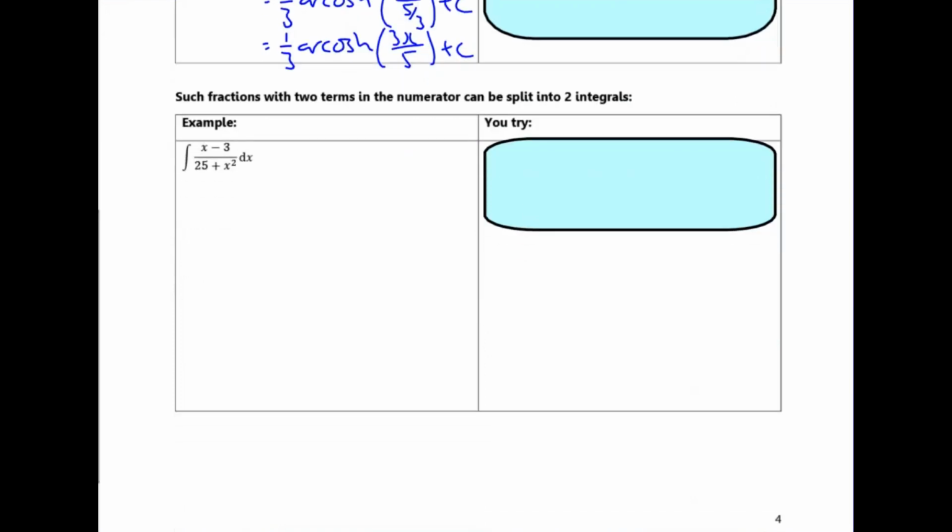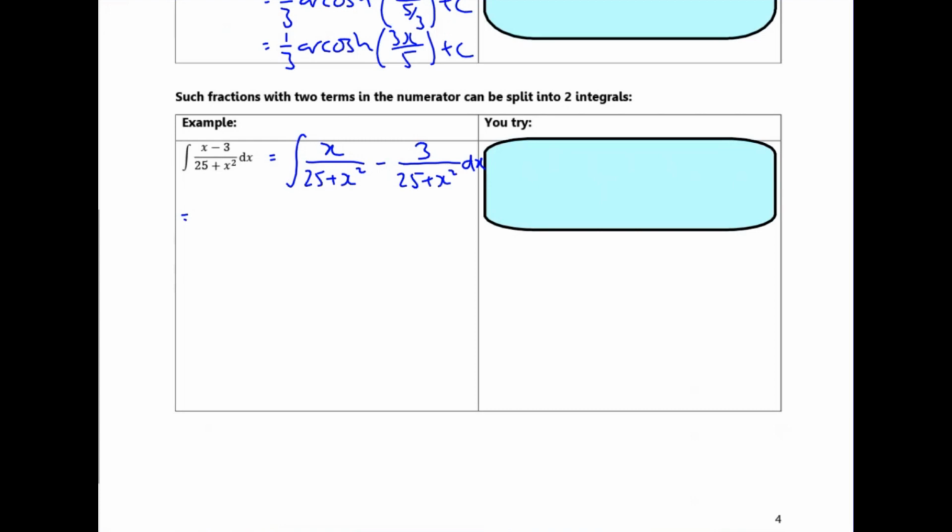All the ones that we've done so far have just said 1 on top of the fraction. If it was just any number on the top, you just times your integral through by that. That doesn't change. If you get x involved, though, you need a slightly different approach. So here, because we've got x minus 3 on the top of this fraction, I'm going to split this up into 2 integrals. So x over 25 plus x squared, and then minus 3, also over 25 plus x squared. We can then use different techniques to integrate each part of this.